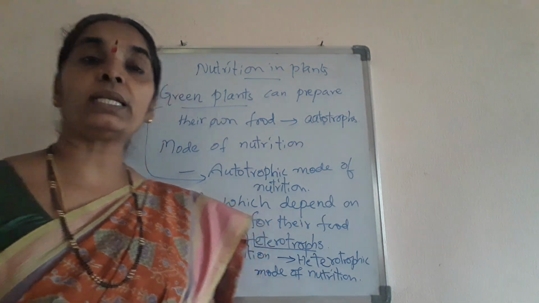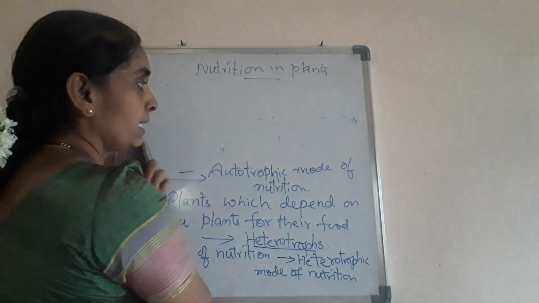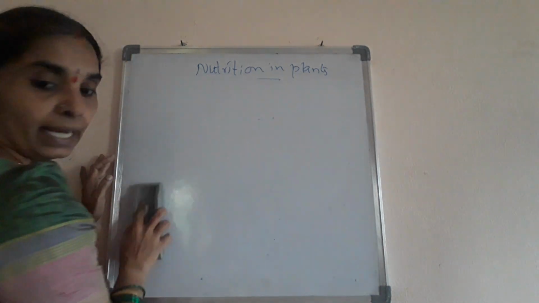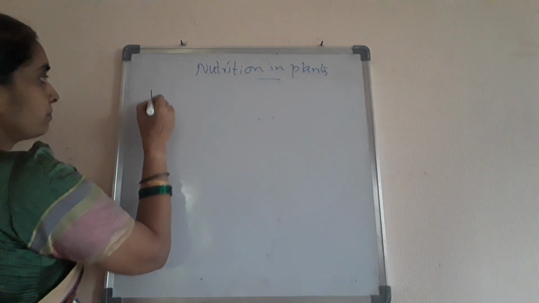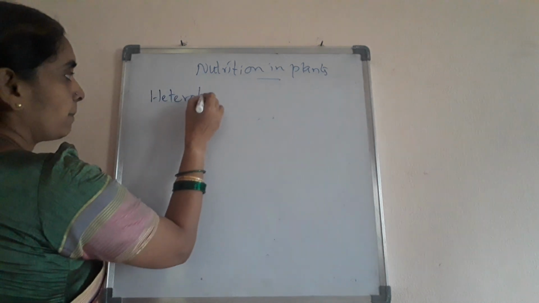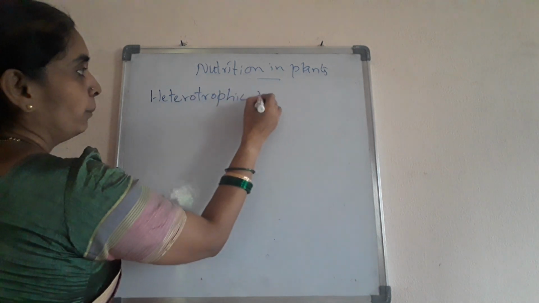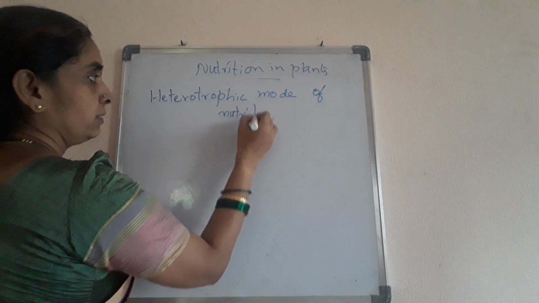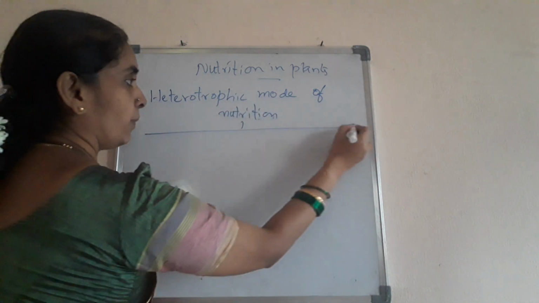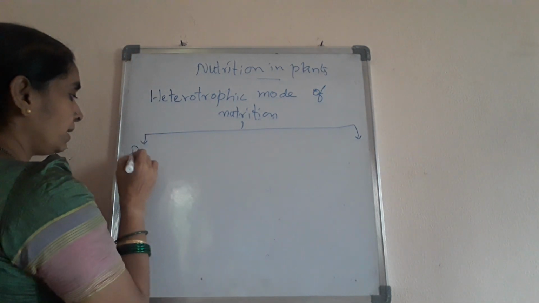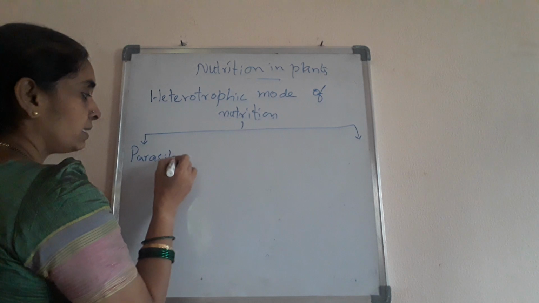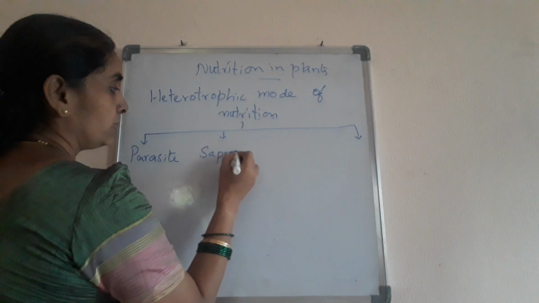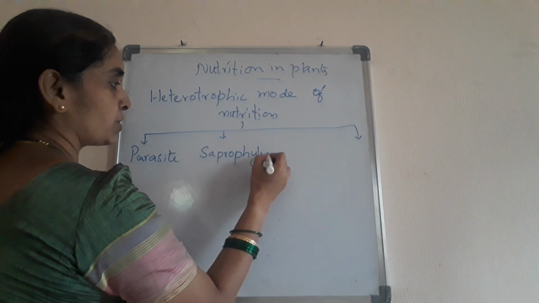What are they? In heterotrophic mode of nutrition, they are again classified into 4 types. Here the organisms are divided into these 4 types, mainly parasites. They follow parasitic mode of nutrition. Saprophytes. They follow saprophytic mode of nutrition.